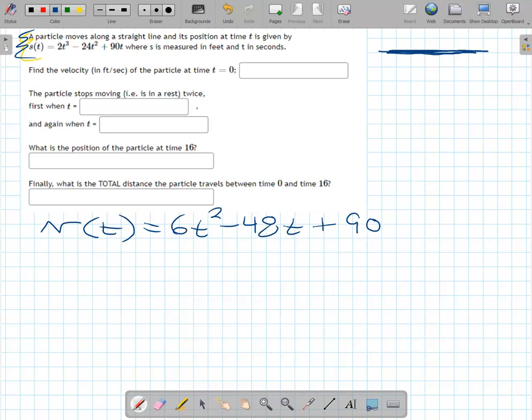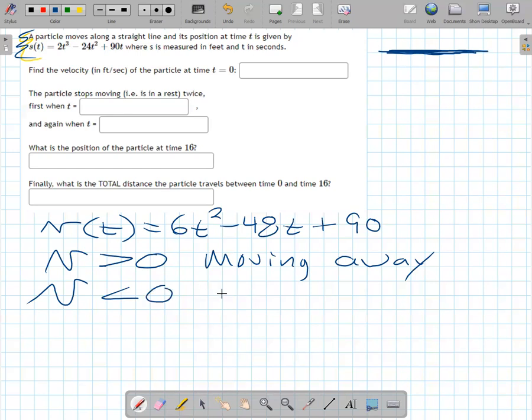So we know if the velocity is greater than 0, then it's moving away. And if the velocity is less than 0, then it's moving toward whatever observation point we have, say moving backwards. And then in between, at 0, that's the turning point between moving away and starting to come back, or when it's coming back, it turns and starts moving away. So if we can identify those turning points, then we can check the displacement in between those. So we have to solve this, set it equal to 0.